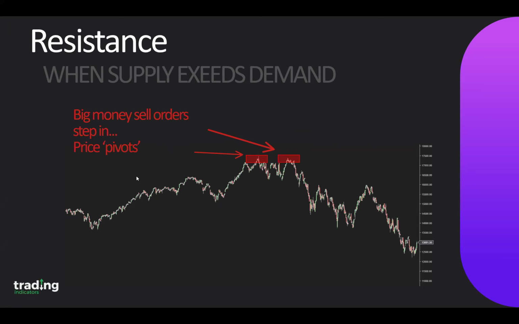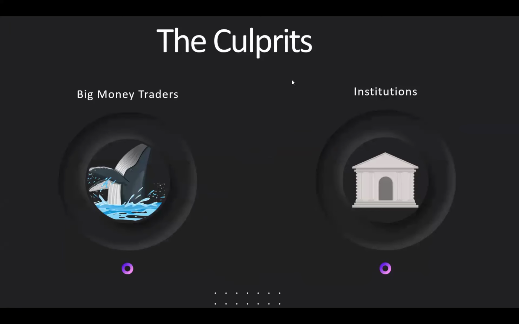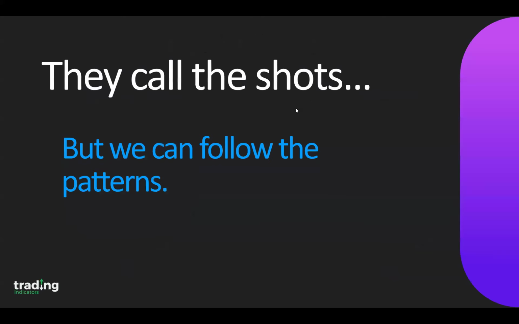Now, we as retail traders, with our small orders, are not able to cause these price swings. That's impossible for us. We don't have the buying power. These are caused by the big institutions, the culprits, the big money traders. They have the buying power to create these price swings in the market. So while these big culprits, these institutions, are calling the shots, we as retail traders can follow the patterns. We can trade in the wake of these big orders and also profit in the process. And this is what we're trying to do today.